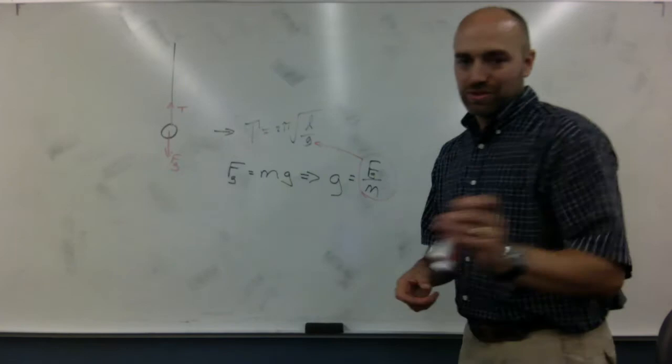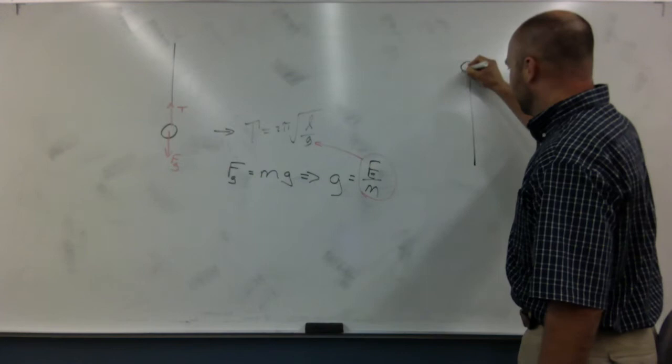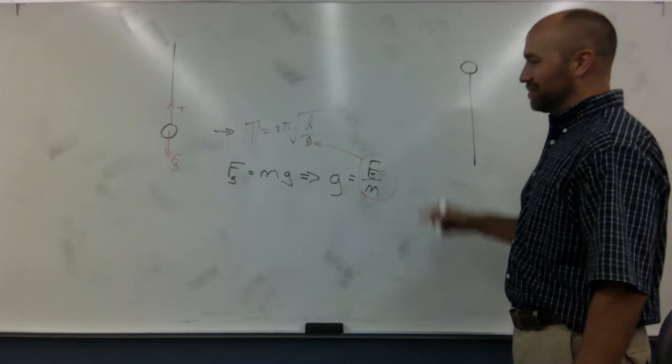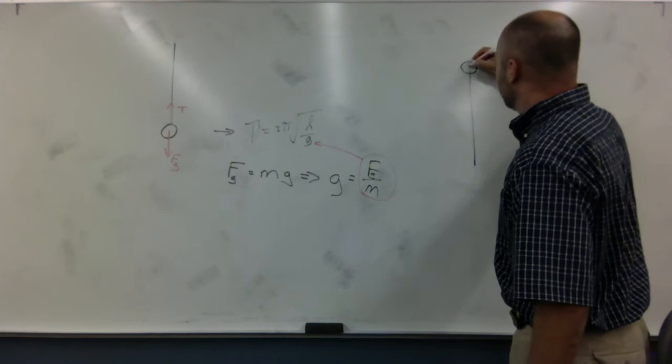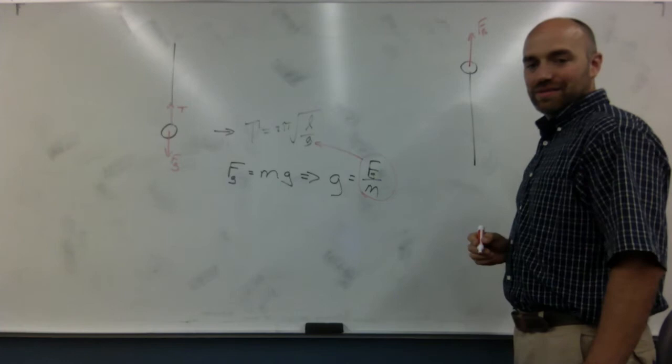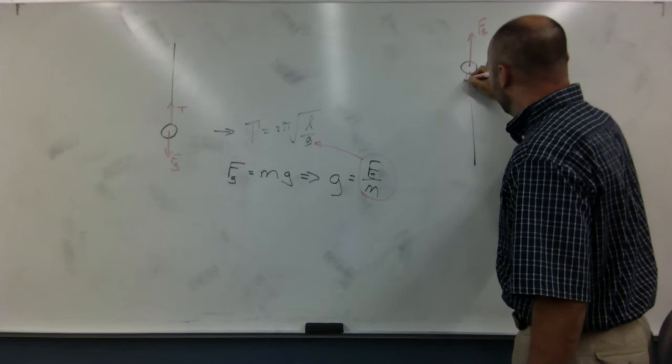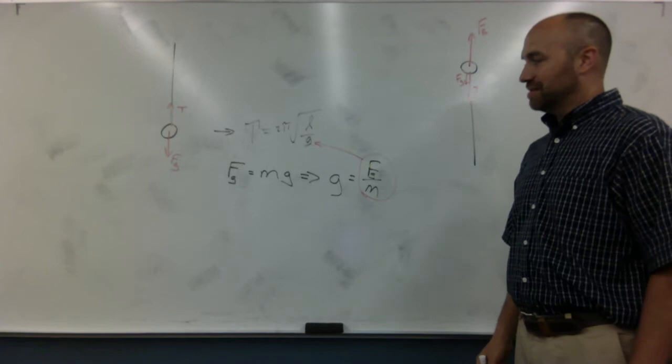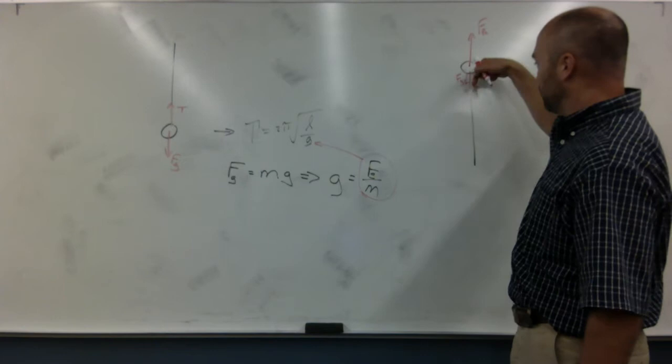The problem is, you've got a string with a balloon on the end. What are the forces on that balloon? You've got the force of buoyancy, you've got tension in the string, and you've got gravity. Well, I've got the force of gravity pulling down and tension pulling down as well.